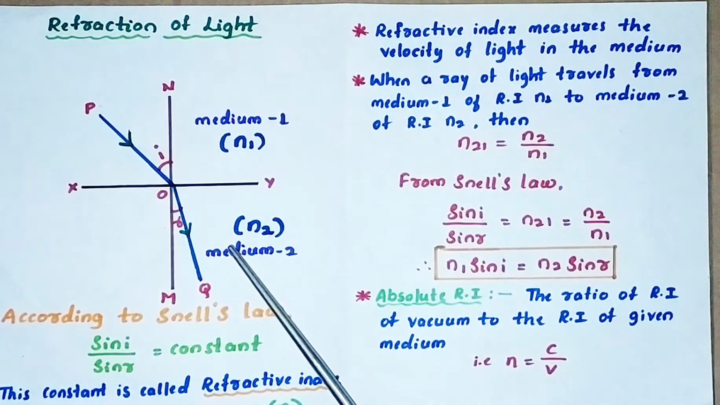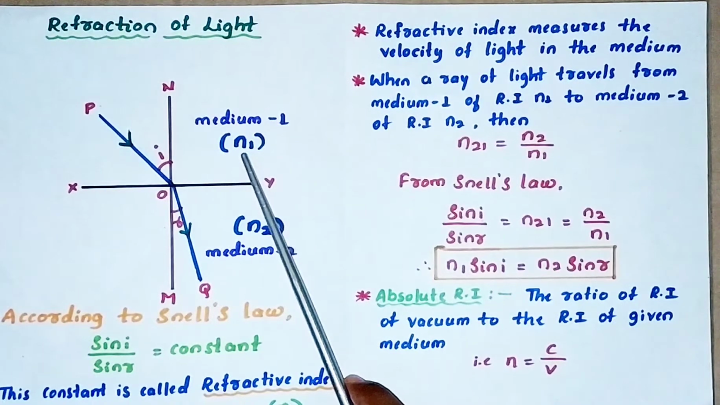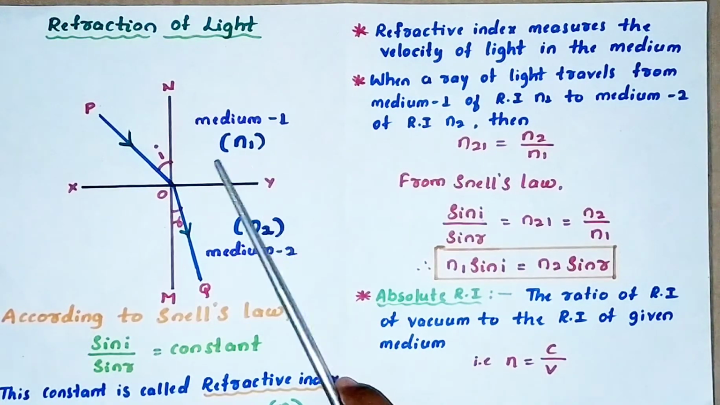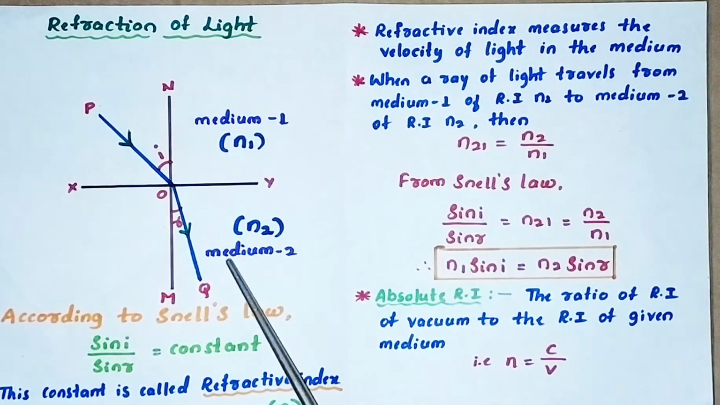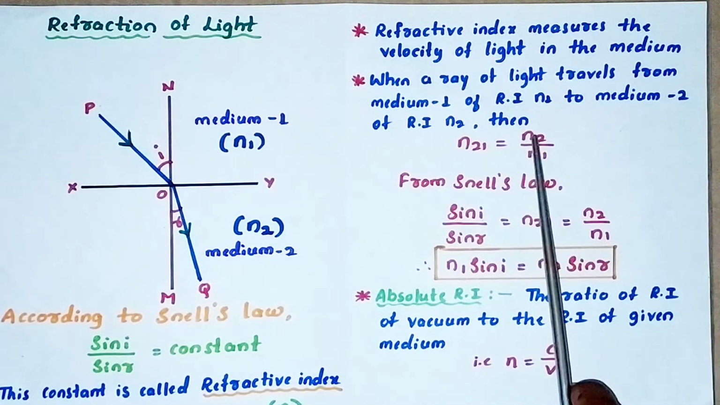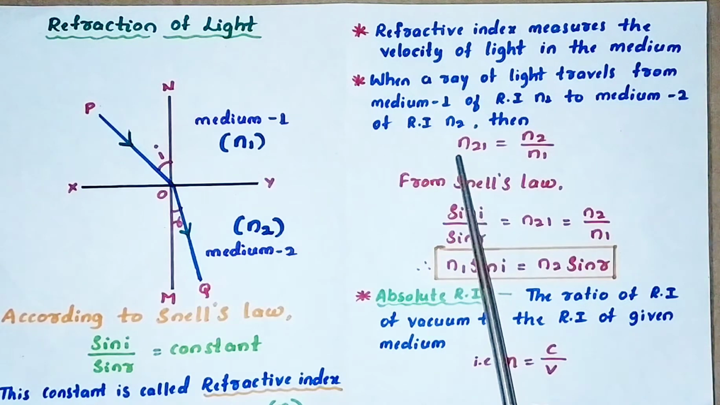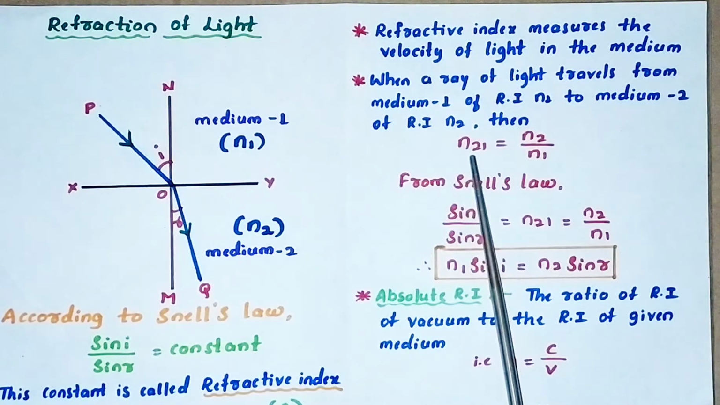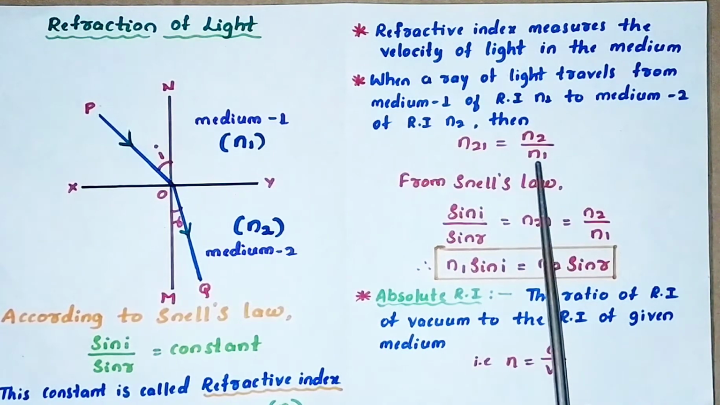You can observe initially the ray of light is traveling in medium 1. In medium 1, speed of light is constant. It is having a uniform density. When it enters another medium, speed of light changes. Where is the speed of light changing? Speed of light is changing in second medium. So always we have to write second medium first, then first medium. That is n21. n21 means refractive index of second medium with respect to first medium, or n2 divided by n1.